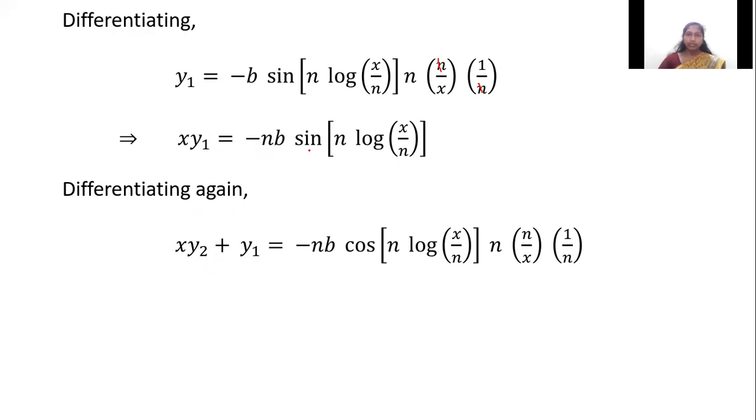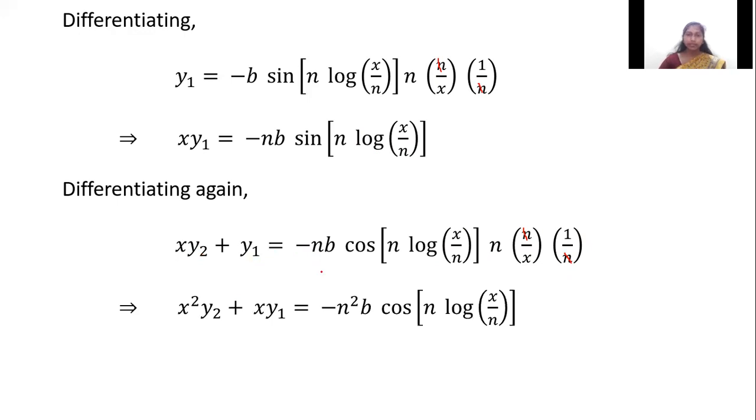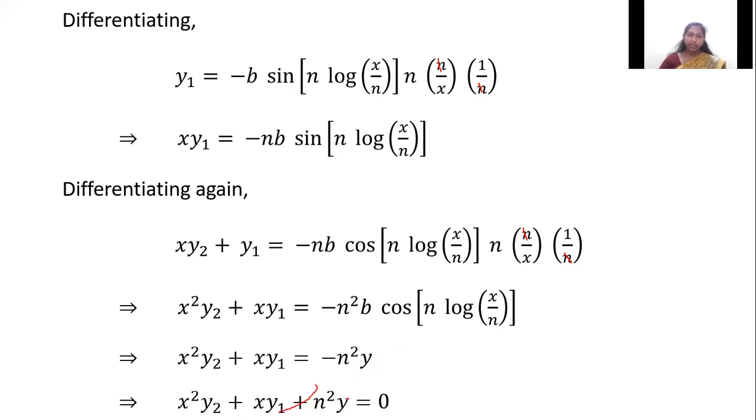Minus n b into derivative of sine is cos. Cos of n log x by n, into derivative of n log x by n, is n into n by x into 1 by n. Again, that cancellation. After doing the cancellation, taking the x to the LHS and multiplying this n and n together, we get x square y2 plus x y1 is equal to minus n square b cos of n log x by n. And this b cos of n log x by n is nothing but y. So I can replace it with y.